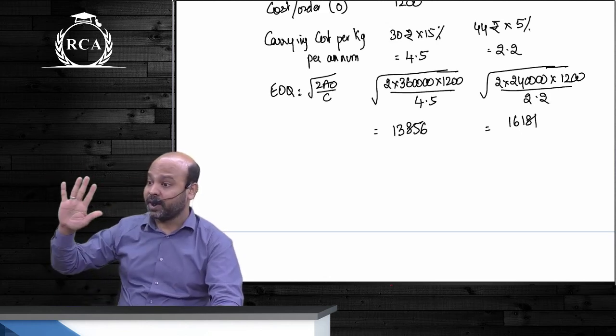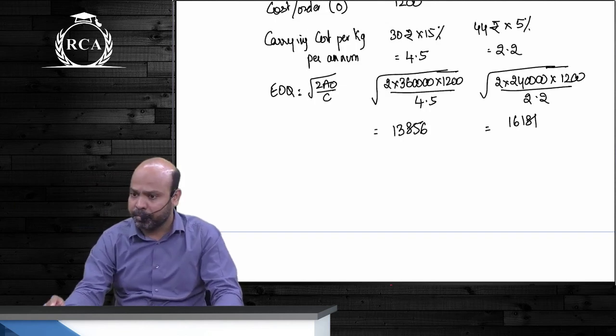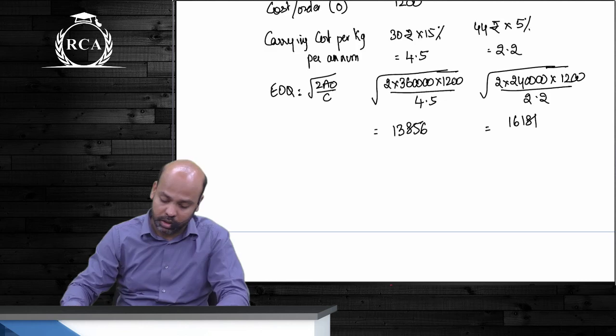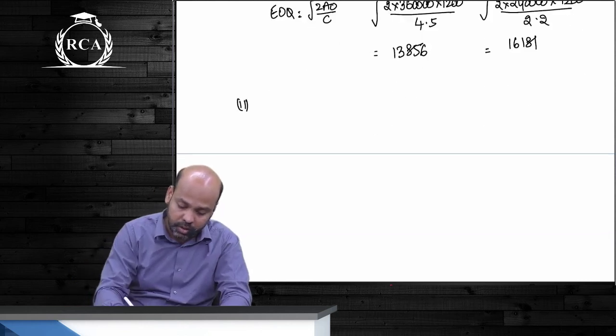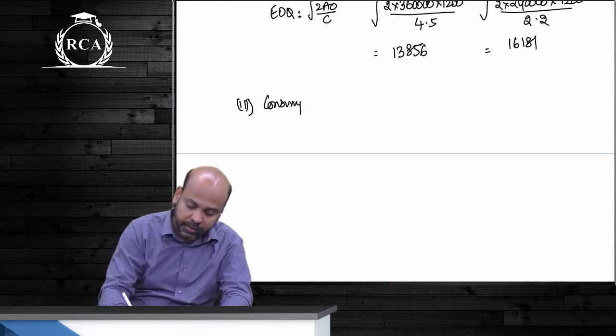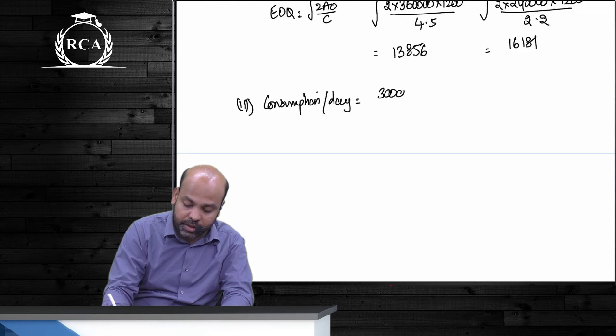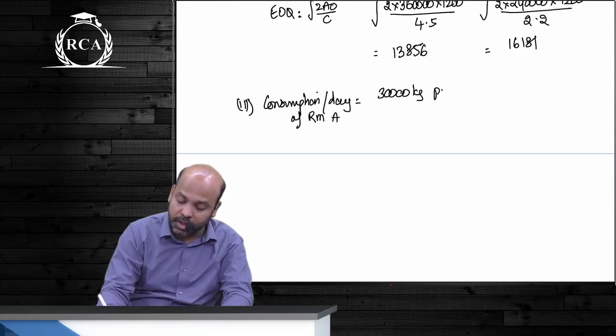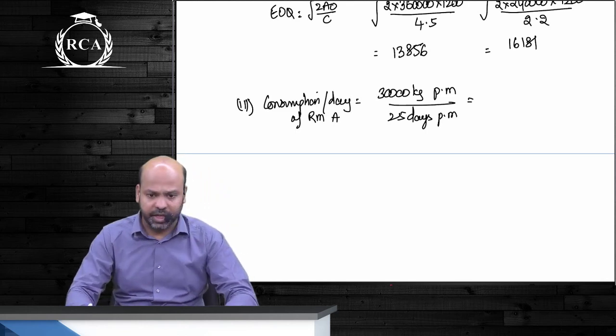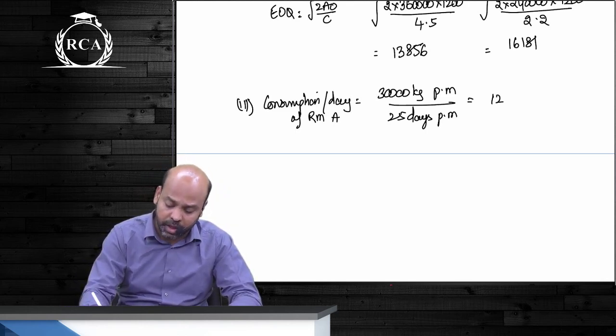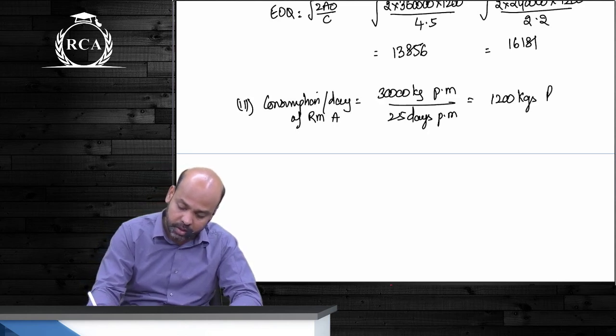At present, we are buying 15,000 kgs. But 10 days' consumption is only 12,000. Don't copy yet, beta, listen. Consumption per day would be, I can write, 30,000 kgs per month. This is of which material? Raw material A. 30,000 kgs per month divided by 25 days per month. 30,000 kgs divided by 25 days, guys, it will become 1200 kgs per day.